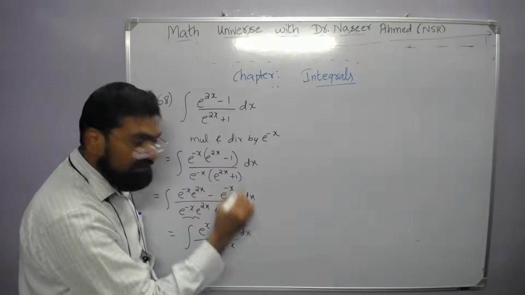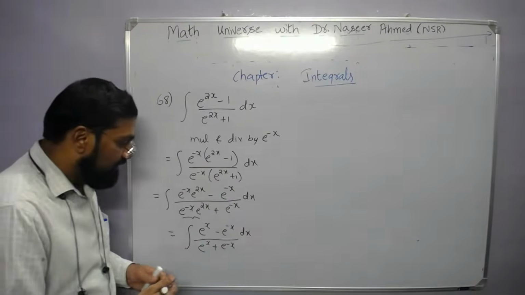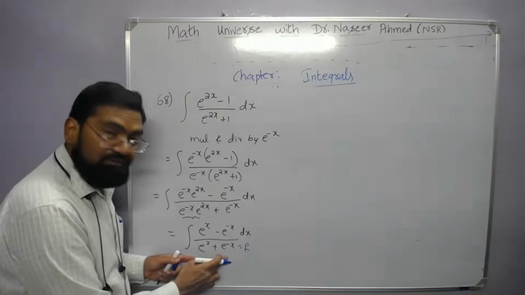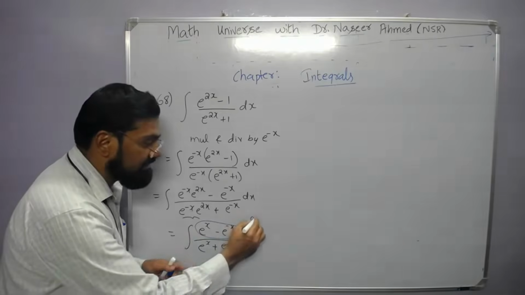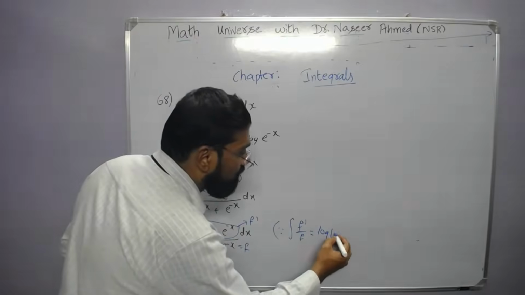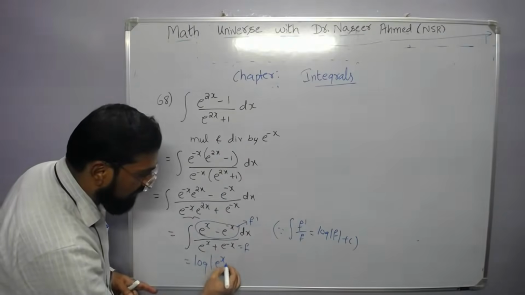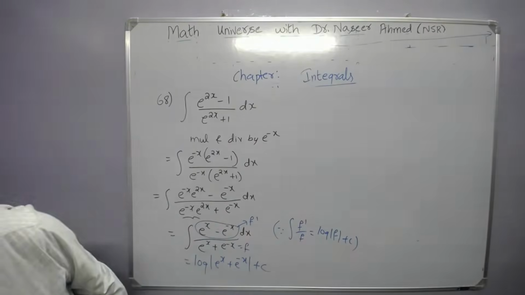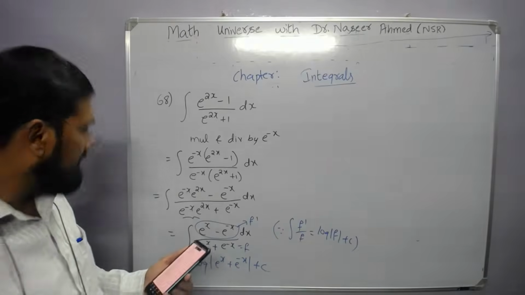Now see carefully. Again, I'm not going to go for the substitution way. I take the denominator as f. Derivative of e power x is e power x. Derivative of e power minus x is minus e power minus x. So this entire numerator is f dash. Recall the given formula: f dash by f is log of mod f plus c. So the answer will be log of mod of e power x plus e power minus x plus c. I hope it is clear. Which option is it? Option D.